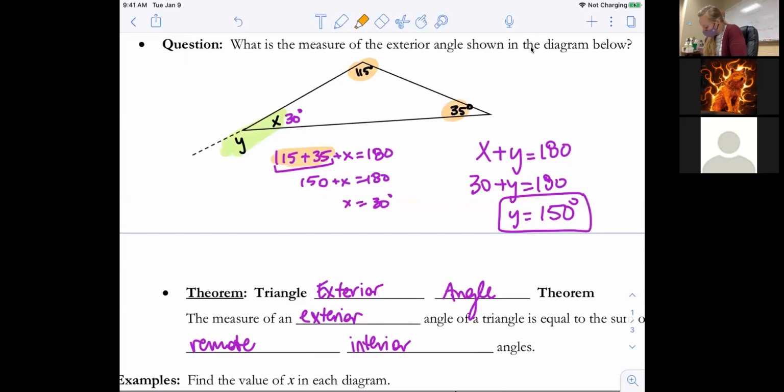When I did 115 plus 35, I got 150. And when I found Y the normal way, I also got 150. That proves that I could have just added those two angles and I would have gotten my answer. Cool? We're going to use that for the next two problems.